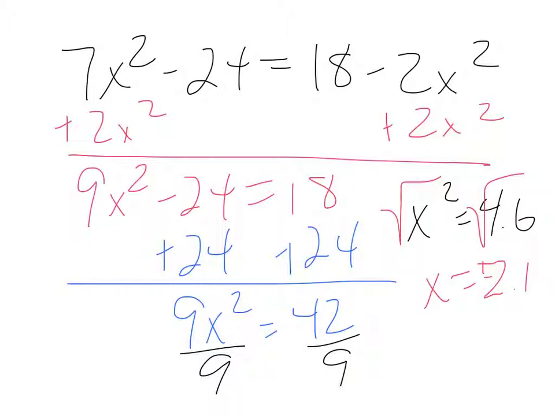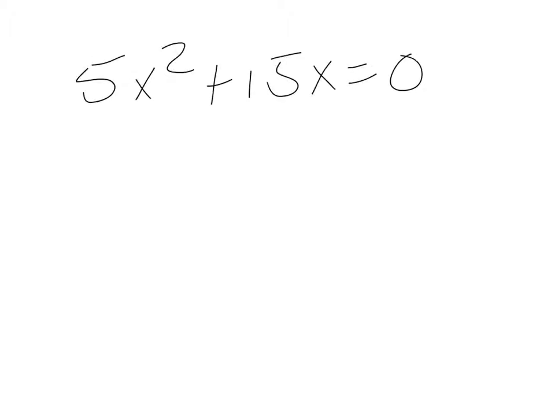Okay. What was the second type we did yesterday? It had x squared and x, right? So a problem like this. What if I said solve this? 5x squared plus 15x equals 0. What would you do? The first answer would automatically be 0.